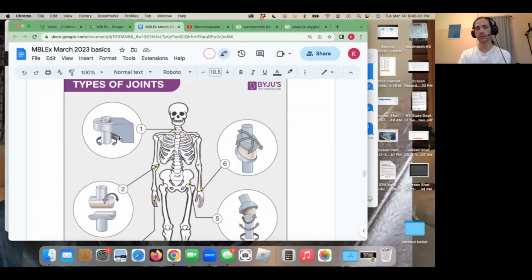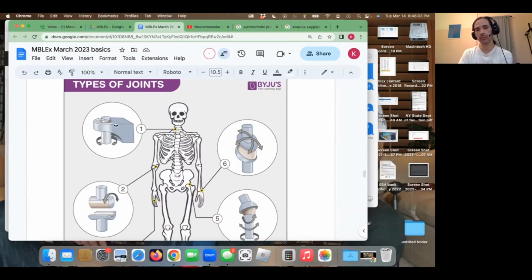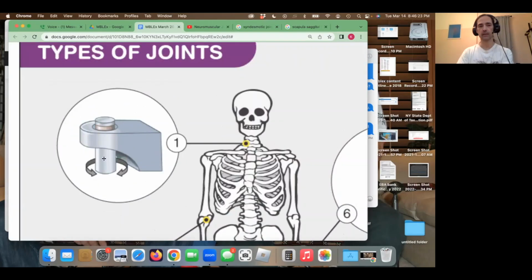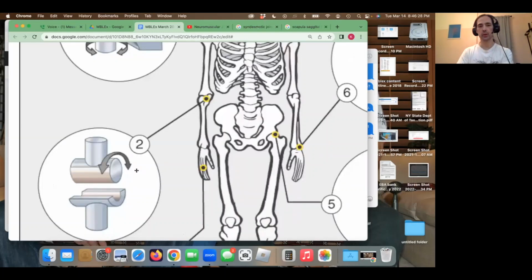So this is the pivot joint, and the pivot joint is for sure found in one place of the body, and that's C1 and C2, up against the skull. They allow a turning around one axis. So this is one axis here, and in the elbow, this is one axis. See, the turning is happening around this axis, right?